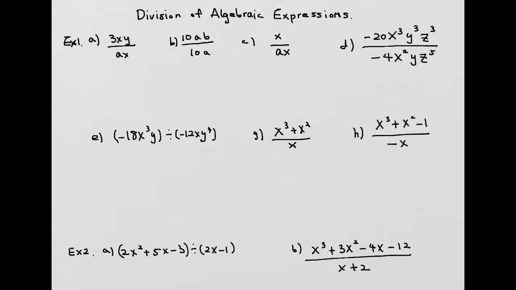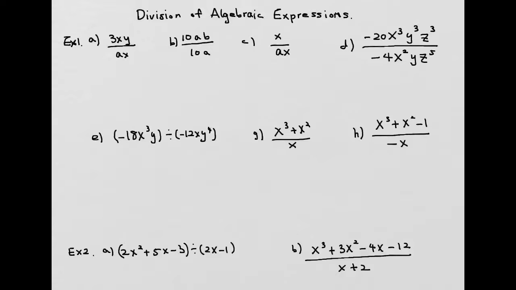In these sections, we're going to look at division of algebraic expressions. The first example, we're going to look at it. So we're going to have two different types of division. The first type is when you have one term on the denominator. So one term is divided. You're going to divide by one term.